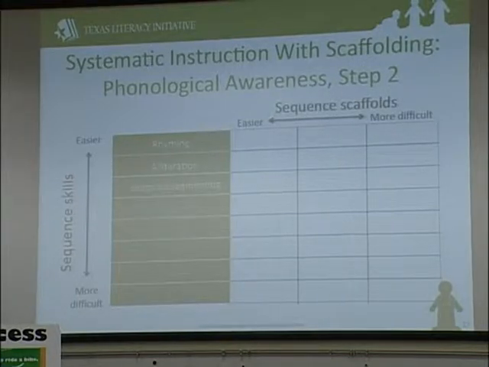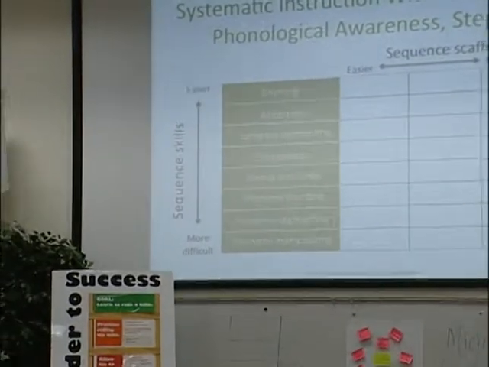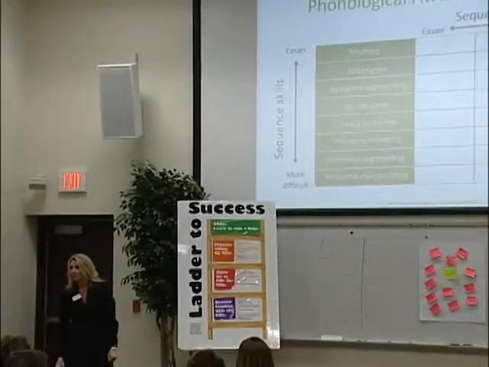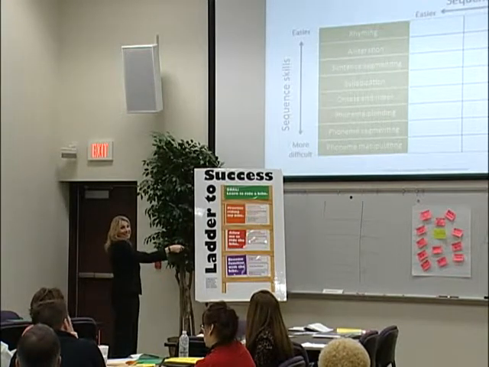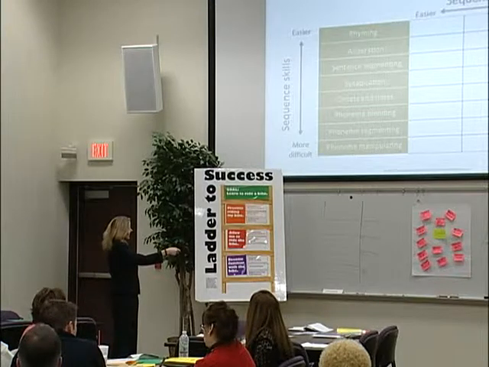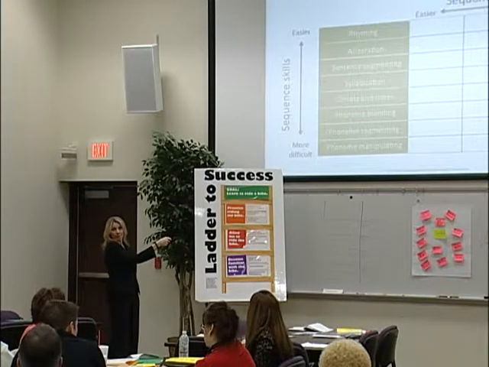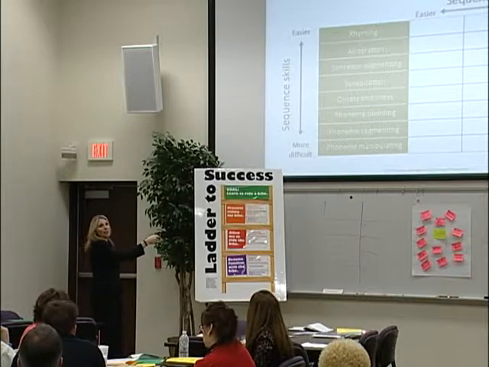Alliteration, sentence segmenting, syllabication, onset and rhymes, phoneme blending, phoneme segmenting, phoneme manipulation. Rhyming is an easier task than phoneme manipulation. If I ask you, do cat and hat rhyme? Yes or no? Yes. That is an easier task than saying, can you say cat without the k? At. Okay? Having you identify rhyme and manipulate the phonemes or the individual sounds is a lot more difficult than just identifying a rhyme. Now, even within this task, I can make it easy or difficult.